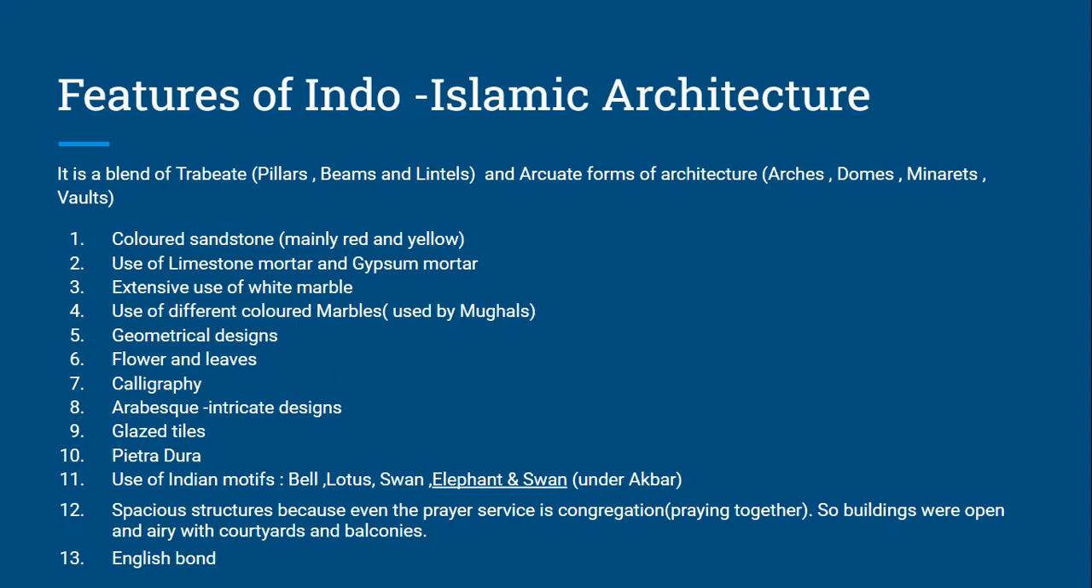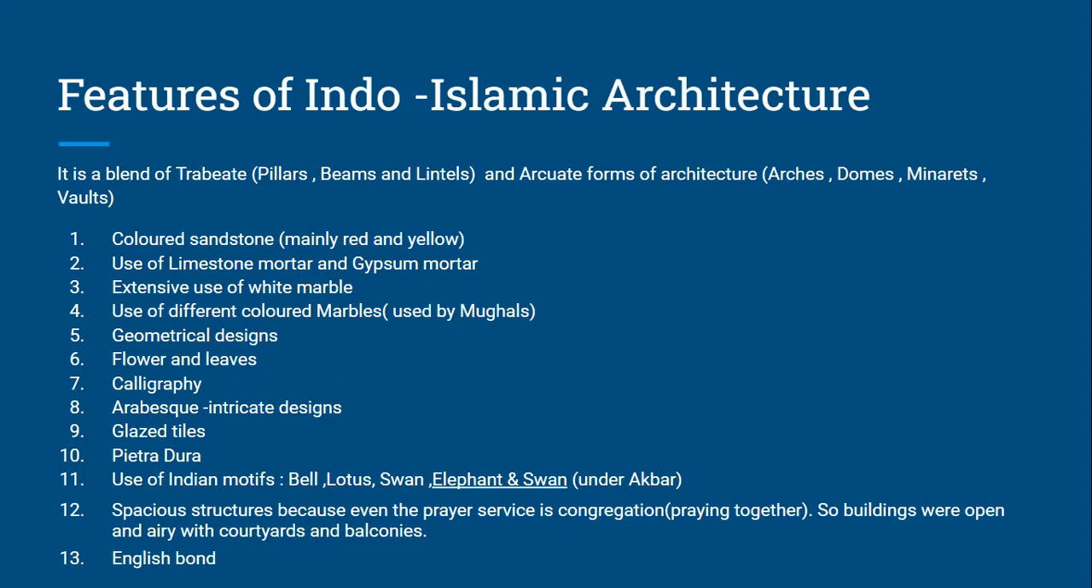And Indian elements क्या है, तो Indian elements भी यहाँ पे आता है, that is use of Indian motifs. So bell है, lotus है, we even find swastik and swan, elephant and swan are typically seen under the Akbar buildings. Okay, so we do not find them under other buildings, but typically Akbar के time के जो buildings है उस time पे we see elephant and swan. Bell, lotus and swastik were gradually used in the other buildings also.